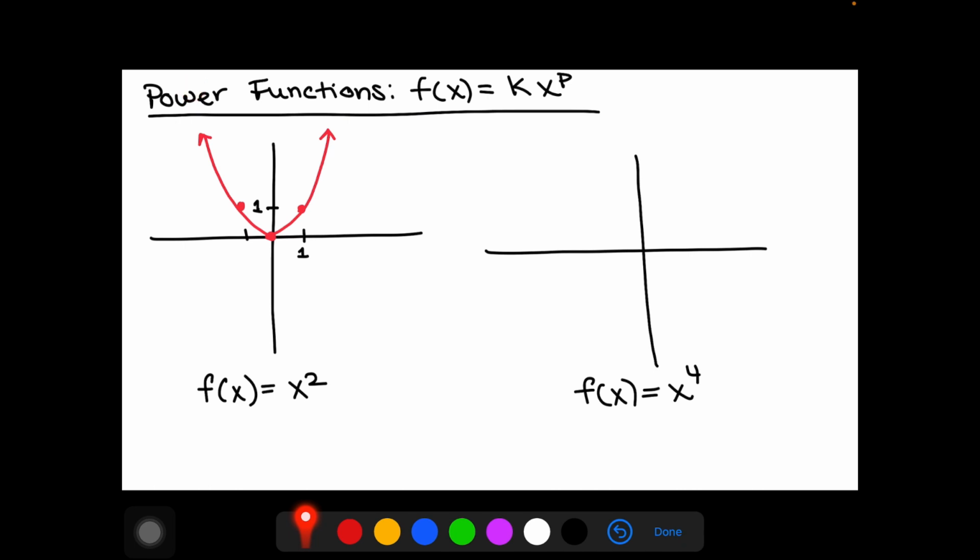It turns out if you graph y equals x to the fourth, it looks pretty similar. Also goes through the origin, (1, 1), (-1, 1). Except the middle of the graph is a little bit flatter, and the ends go up a little bit more steeply. That's because if you raise something to the fourth power, it increases at a more rapid rate.